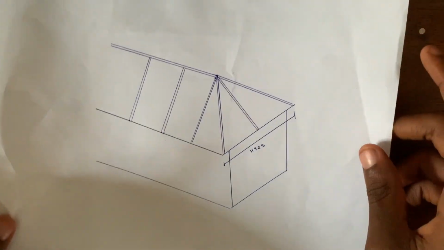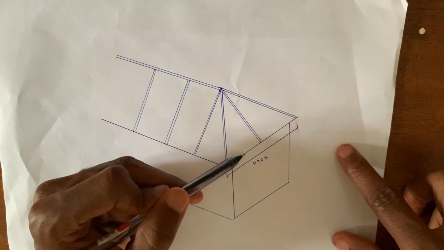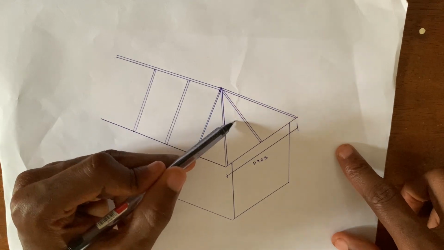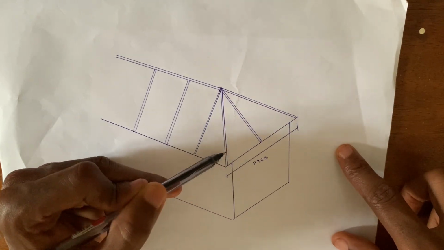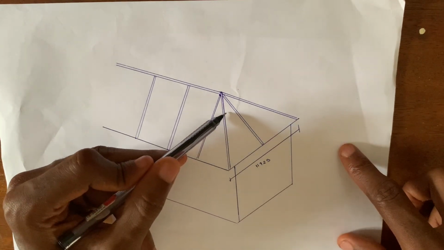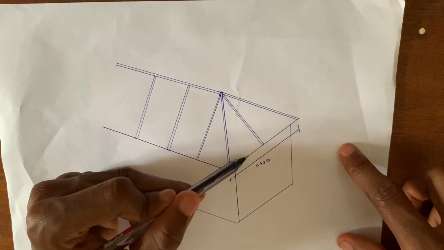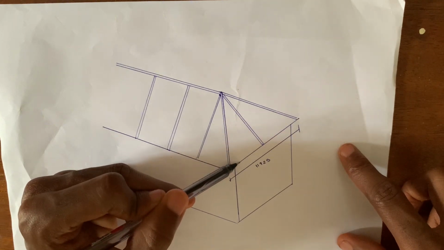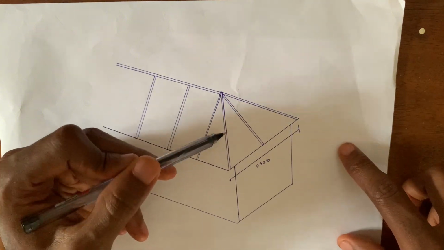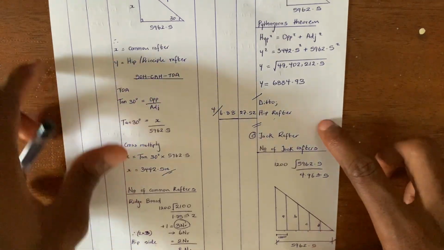What are your jack rafters? Your jack rafters are the rafters lining along the hip rafters. So the rafters coming like this are your jack rafters. And you know that the jack rafters are not the same length. So the jack rafter here is different from the length of the jack rafter here, and is different from the length of the jack rafter here, because the rafter is sloping. So we need to find the length of each jack rafter.